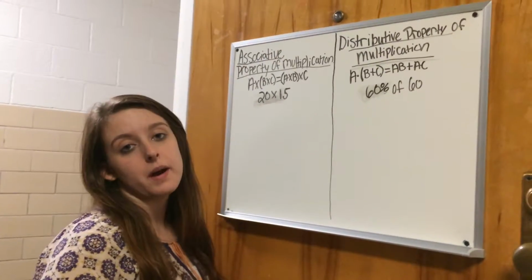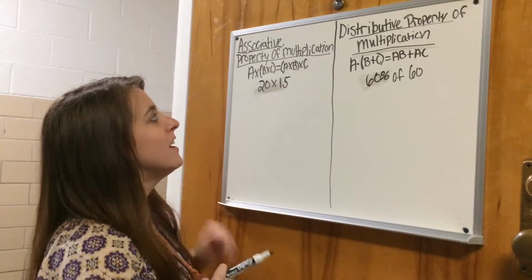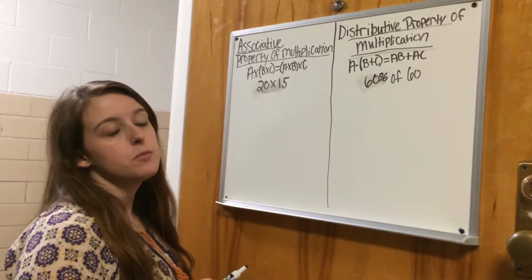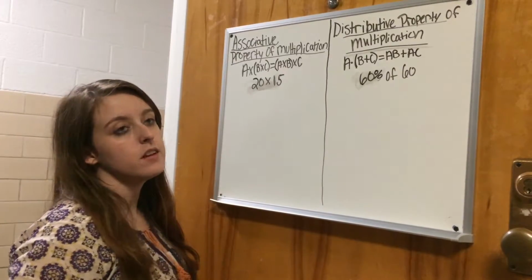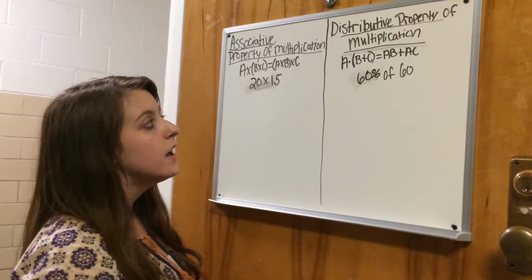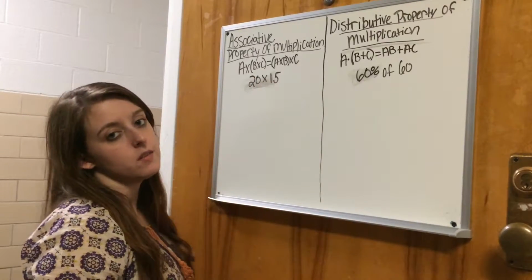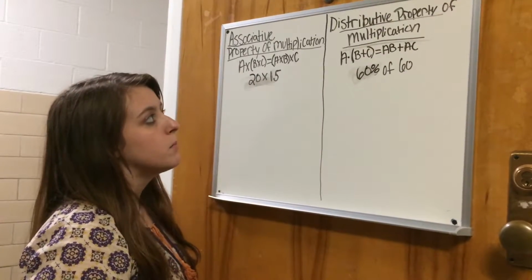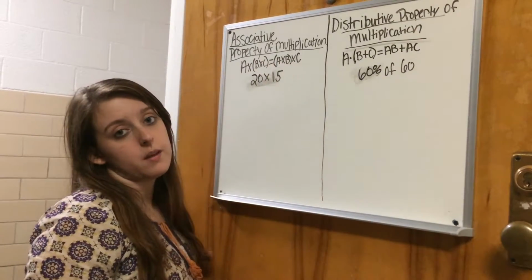Today we're going to learn about mental math and the different ways to go about it. The first thing we're going to look at is the associative property of multiplication. The definition of that is A times B times C is equal to A times B times C, but A and B are in parentheses on this side and B and C are in parentheses on this side. This property says that you can switch the grouping and you'll still get the same answer.